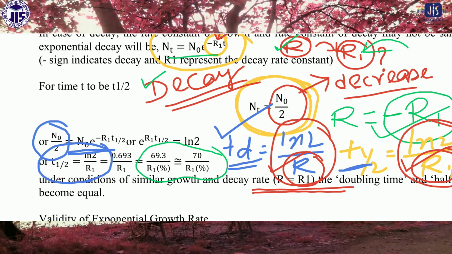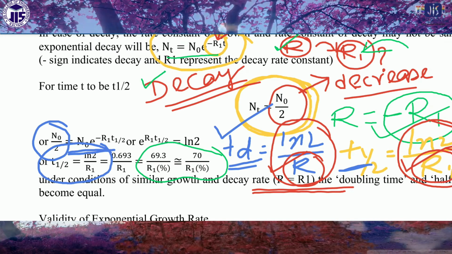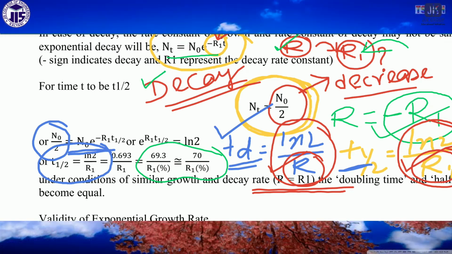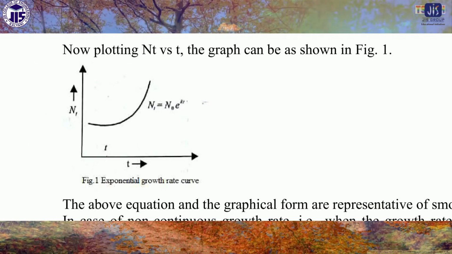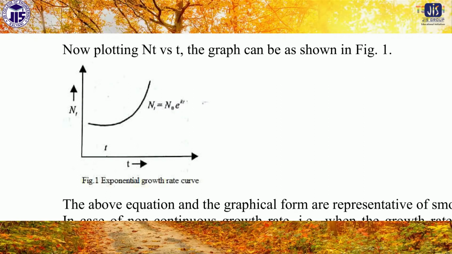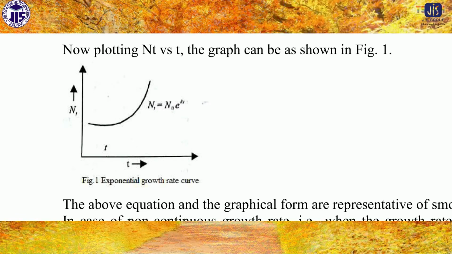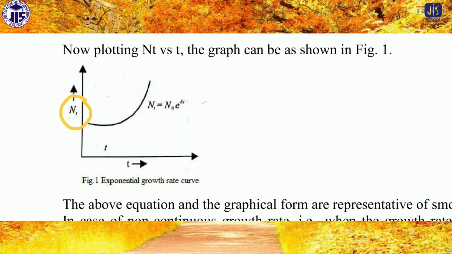Okay. So now this is the relation between half-life time of population and the doubling time of population. This is also very important for you, for the question purpose or for another purpose also. Now come to the point: what will be the graph or curve for T versus N. N means population, T means time.